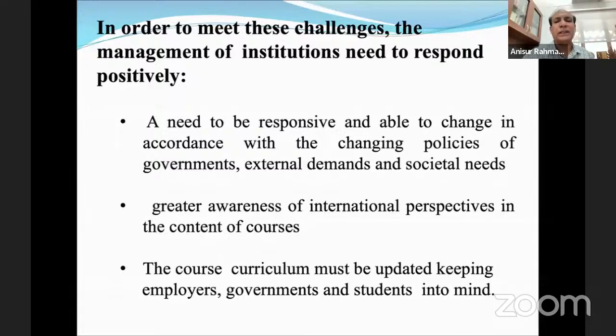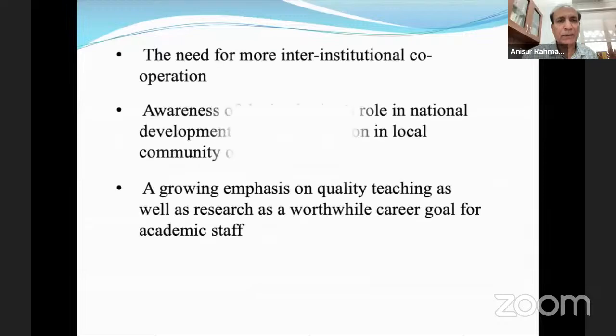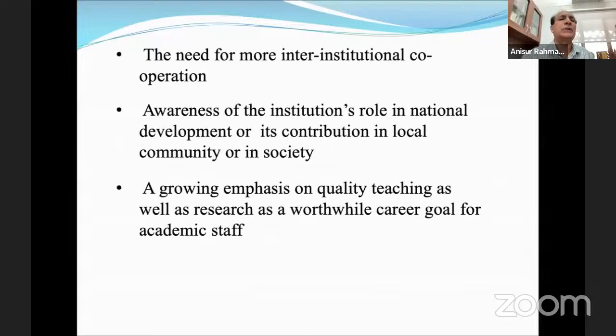There is a greater awareness of international perspective in the content of the courses. Sometimes we get the opportunity to go to different parts of the world to attend seminars, symposiums, conferences, and so on. So we get a lot of exposure. After coming back from there, we must try to incorporate it in our own system. The course curriculum must be updated, keeping contemporary issues in mind. This is again very important, and there is a need for inter-institutional cooperation. So these are all the suggestions.